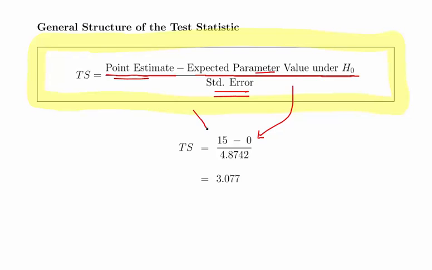and we observed a difference of 15%. Our standard error there is 4.8742. So our test statistic is 3.077. Now, that is something I should put in there: a Z normal random variable, the test statistic, with a mean of 0 and a standard deviation of 1 squared.